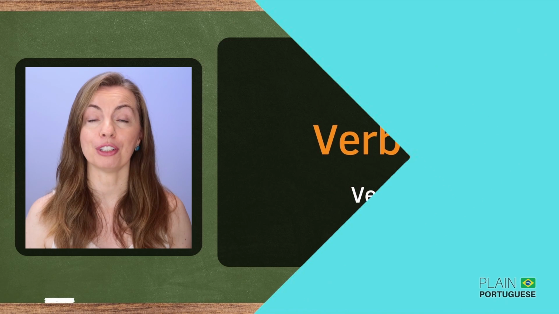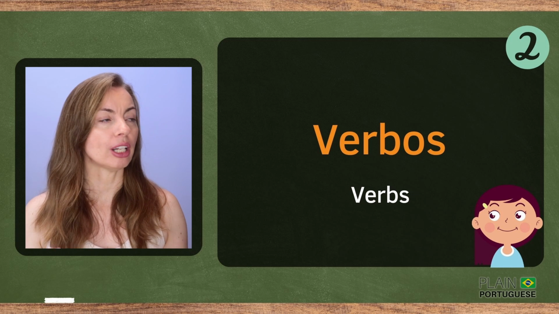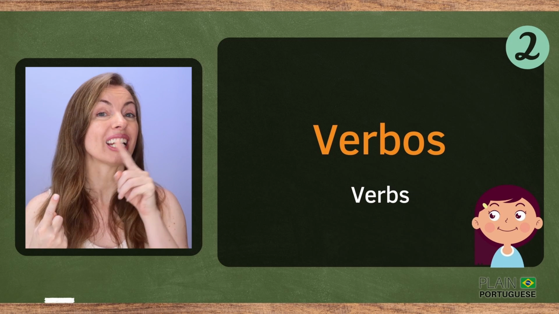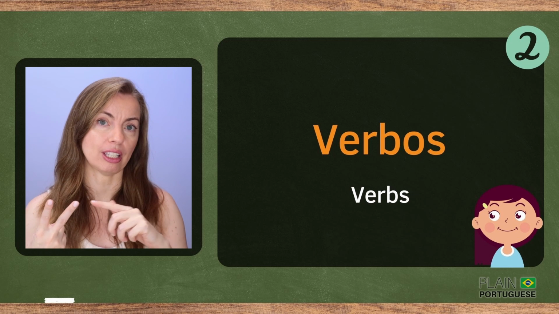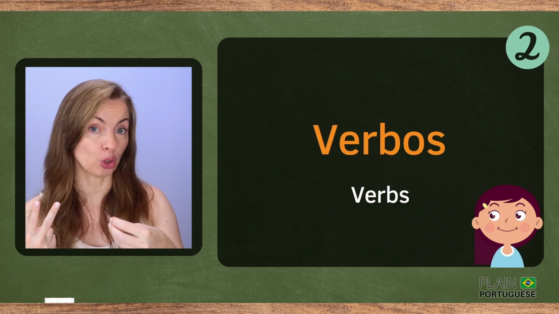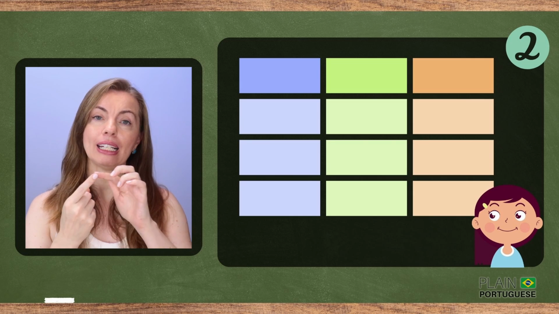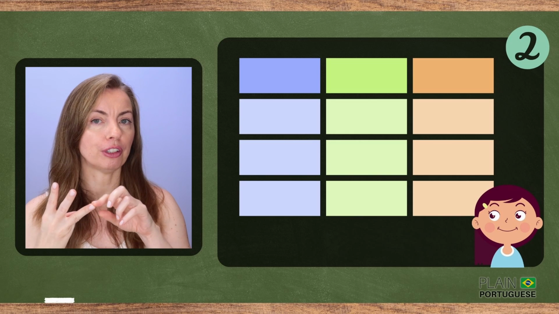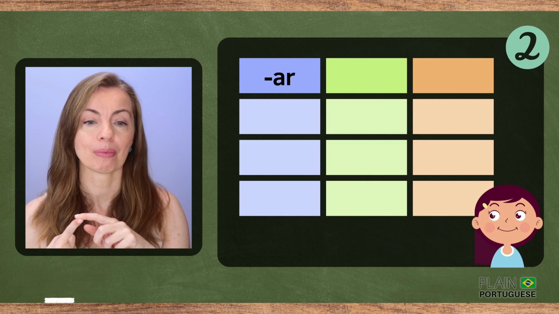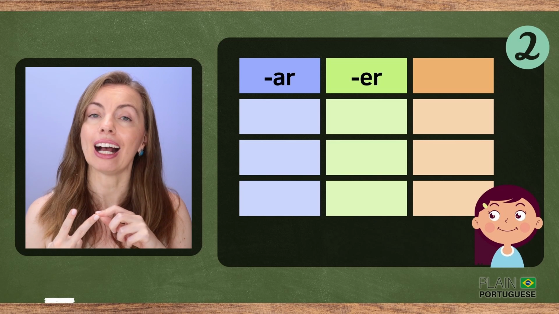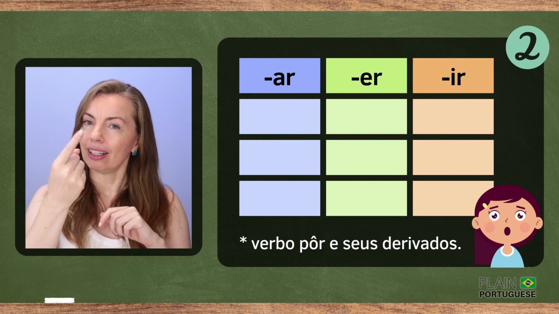Verbs. In Portuguese, verbs are conjugated. They will be conjugated according to the verb tense used and with the subject pronoun used, as you saw in the previous examples. Eu estudo, você estuda, nós estudamos. Portuguese has mainly three verb classes. Verbs that end in AR, verbs that end in ER, and verbs that end in IR.